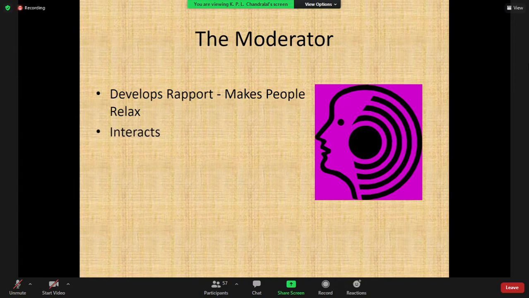The moderator first develops rapport with the people, makes everybody relaxed, and encourages interactions among the people in the discussion. More often, we listen to what people have to say rather than asking frequent questions from one person to another, because that can disturb the free-flowing nature of the discussion.